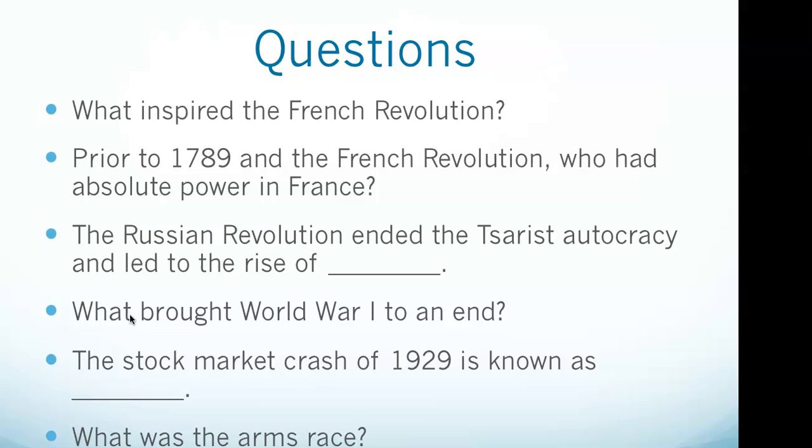What brought World War One to an end? It's a treaty. Do we know what the name of that treaty is? The stock market crash of 1929 is known as what? Like the actual day that the stock market crashed. And what was the arms race? Who was that between? And when did it happen?